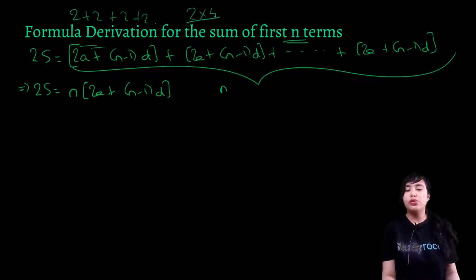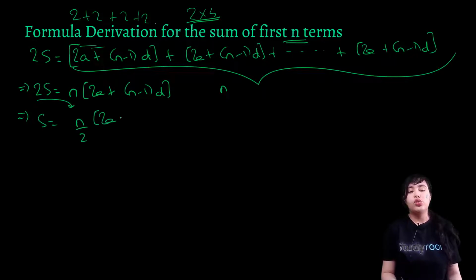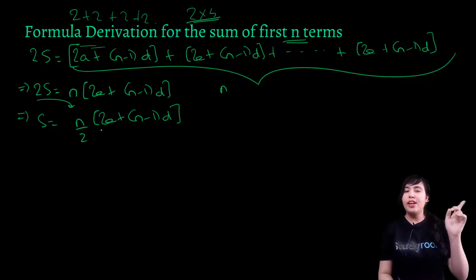Simply do 2 into 4, right? The number of times it's coming. So it's coming n times. So n into this term, 2A plus n minus 1 into D. Now I can take this 2 down. So it will become S equal to n by 2 into 2A plus n minus 1 into D. So the first formula in that formula sheet, we've obtained this.